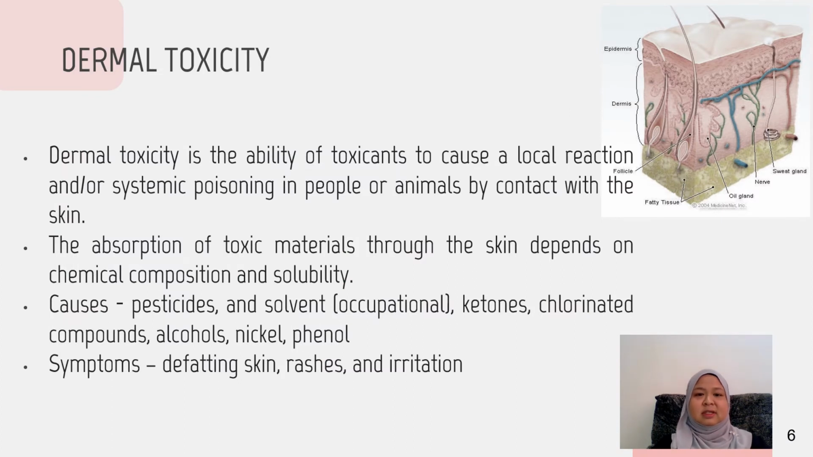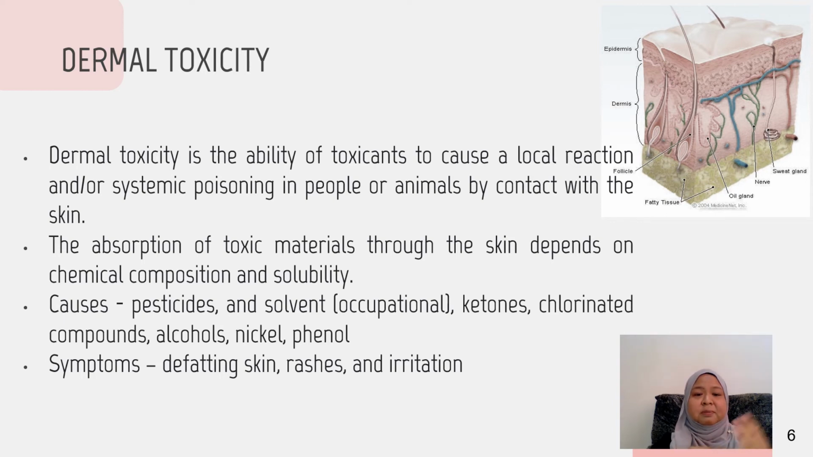So the third one is dermatoxicity. Dermal is the skin. So dermatoxicity is the ability of a toxicant to cause a local reaction, where the reaction happens on the surface of the skin, or systemic poisoning. Systemic poisoning is when they are exposed through the skin and then the toxicant enters the body, in people or animals, by contact with the skin.